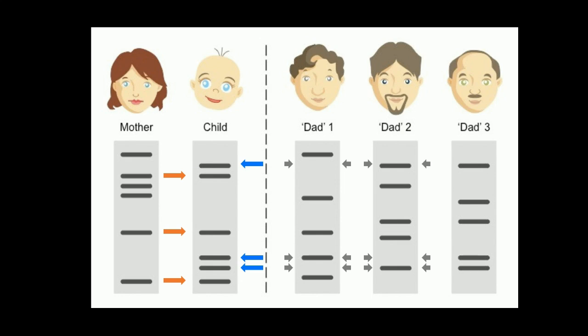And this one, number 2, you can see there are 2 bands that can be explained like this, but still 1 is not, so he is not the father. And number 3, yes, that is bingo. You can see all 3 lines are coming from him, so that means that number 3 is the real father.